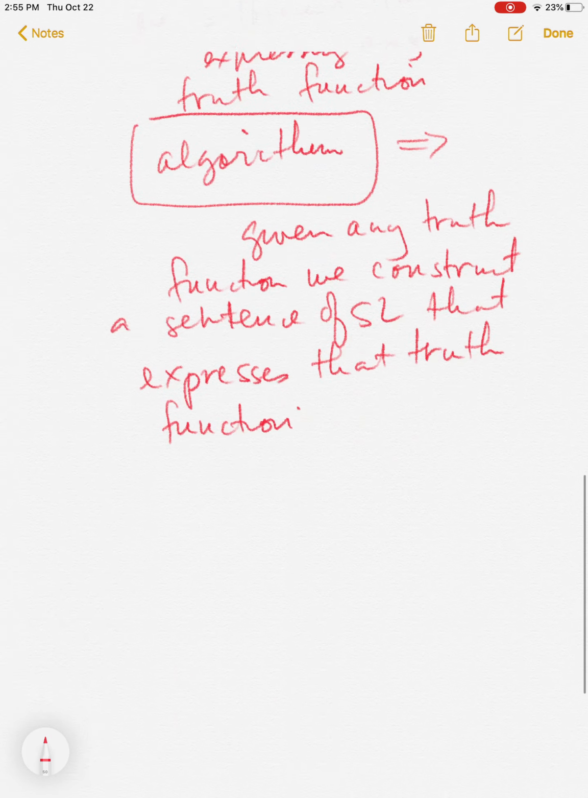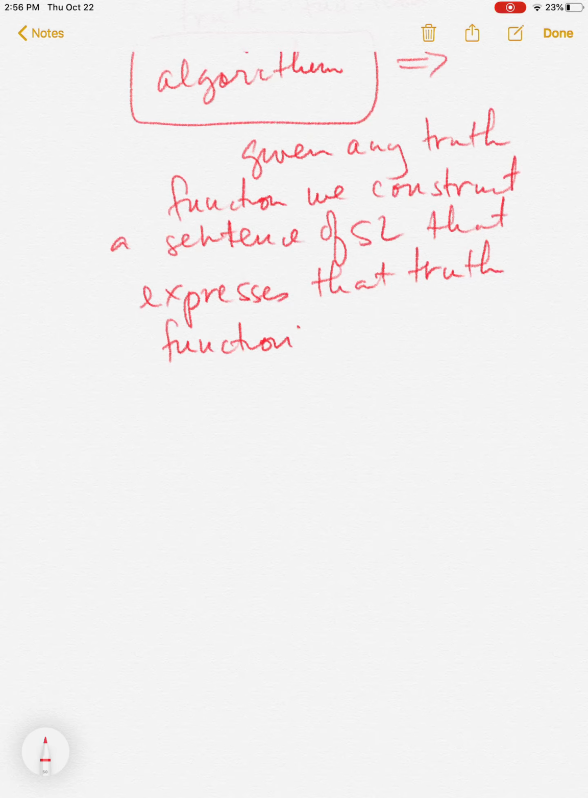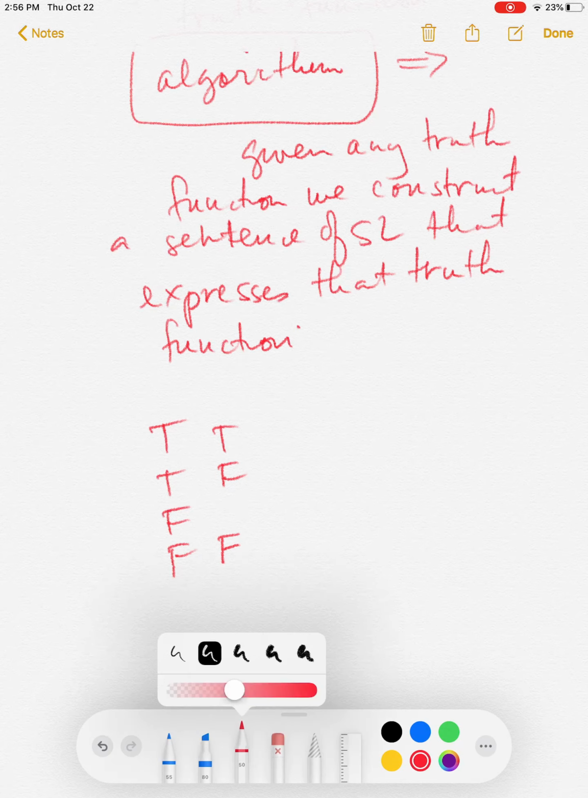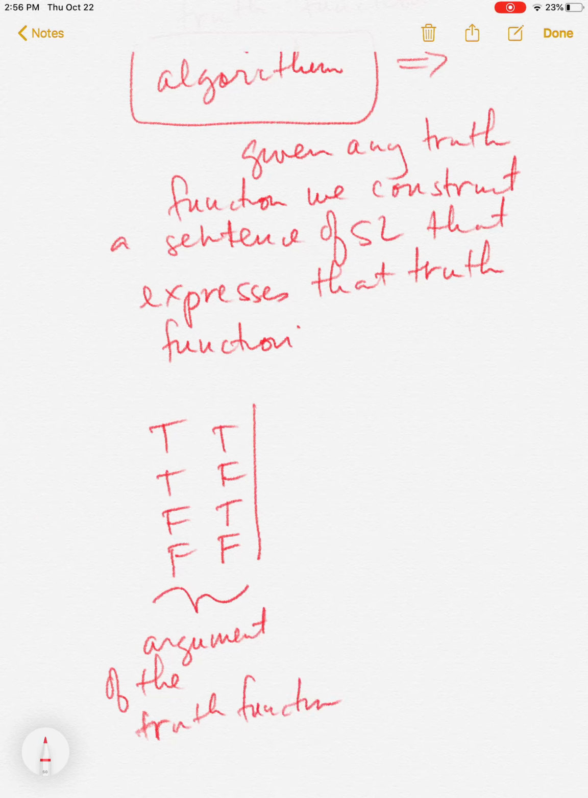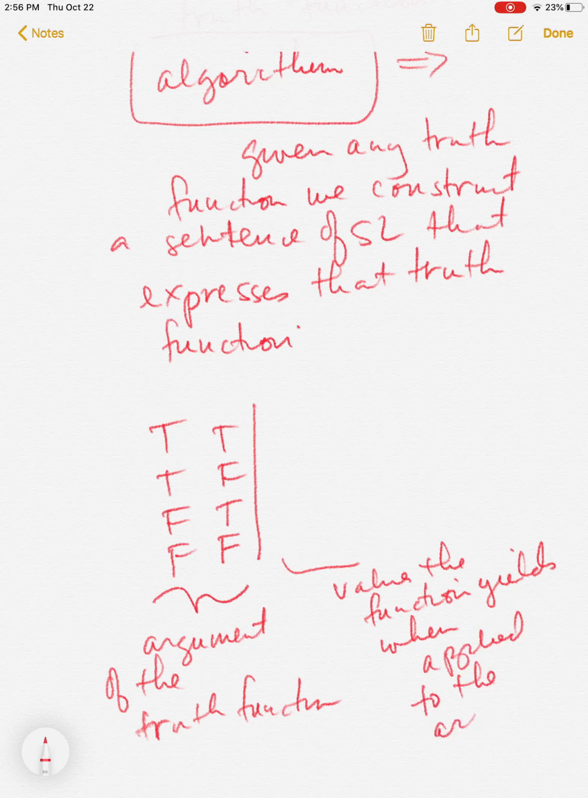I'll just do one really quickly for you here. So let's suppose you have this truth schema, say that it just takes two arguments. The function that the truth schema is giving you just takes two arguments. So remember that these are the arguments of the truth function. And then on the right-hand side of the vertical line, we've got the values the function yields when applied to those arguments. I'm just reviewing what I did in a full lecture. In this case, the pair of arguments.